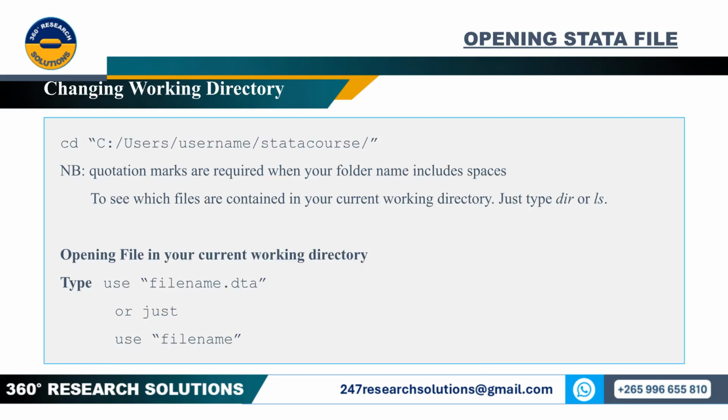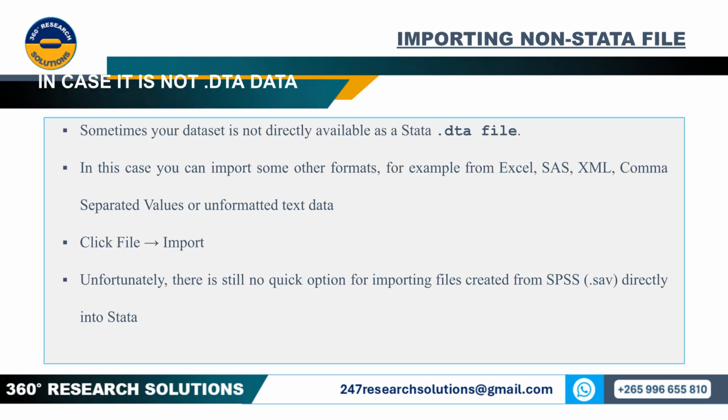To change the working directory, use the cd command followed by the path in quotation marks if the folder name has spaces. To open a file, type use followed by the file name. If your dataset is not a stata .dta file, you can import formats like Excel, SAS, or CSV through file import. Note that direct import of SPSS .sav files is not quickly available.